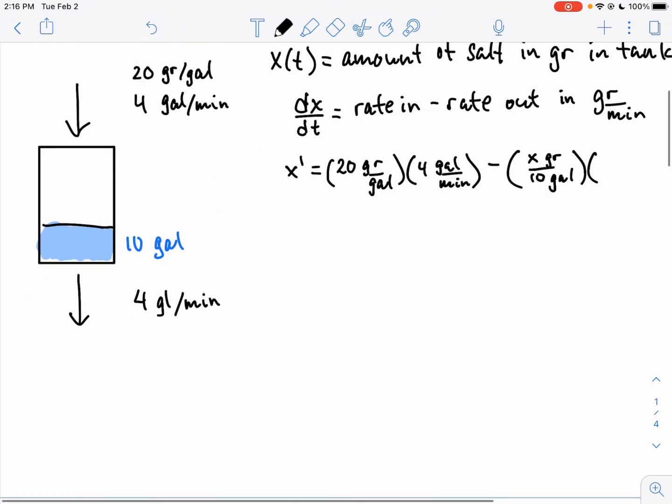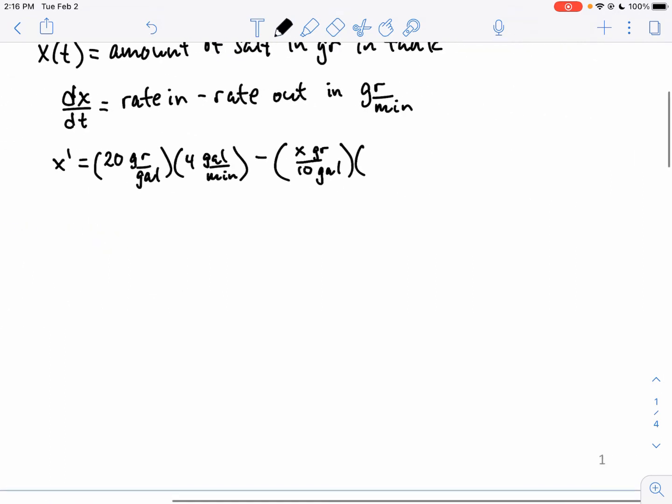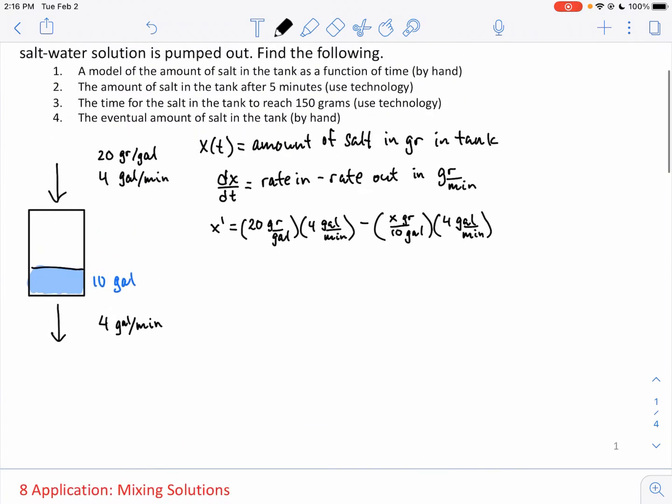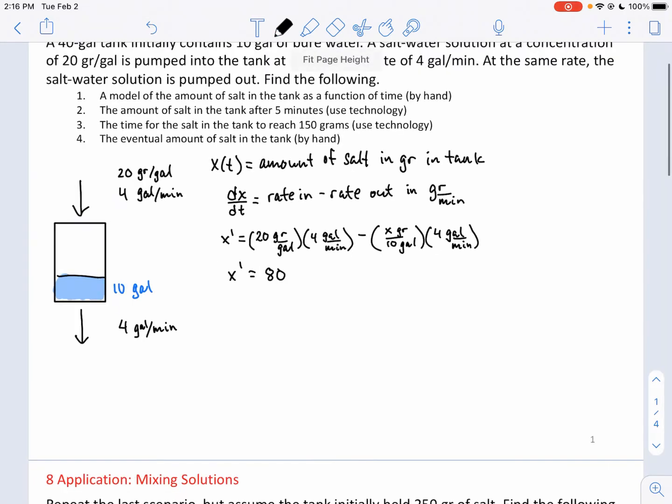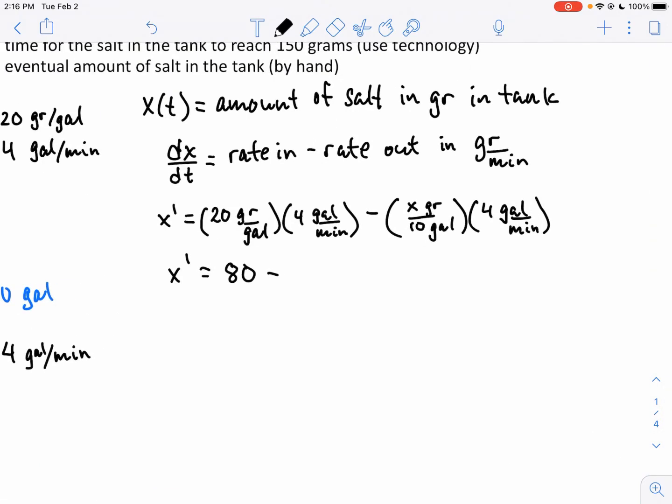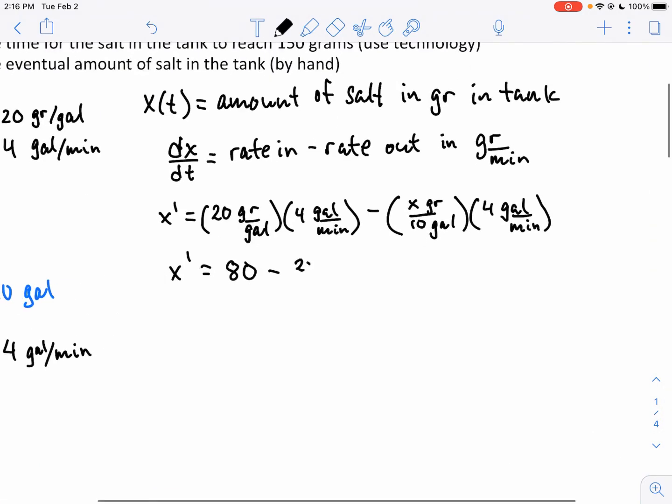But then the water is leaving at the same gallons per minute rate, so we're leaving at 4 gallons per minute. Okay, now if you keep track of all the units, then x prime is equal to 80 grams per minute minus 4x over 10, which is 2x fifths grams per minute.